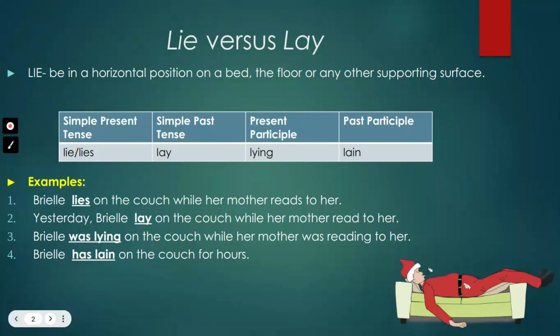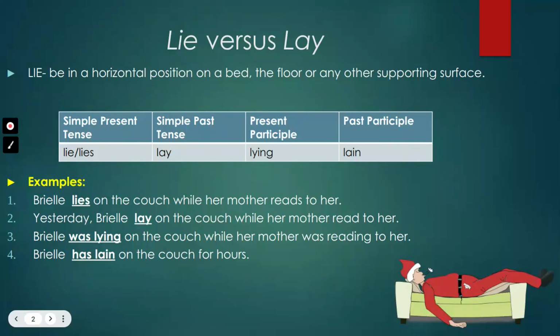Number one, Brielle lies on the couch while her mother reads to her. So here we have the simple present tense of the verb to lie being used. Number two, yesterday, Brielle lay on the couch while her mother read to her. So we have this sentence expressed in the simple past tense. Now I want you to pay careful attention to the simple past tense of the verb to lie.